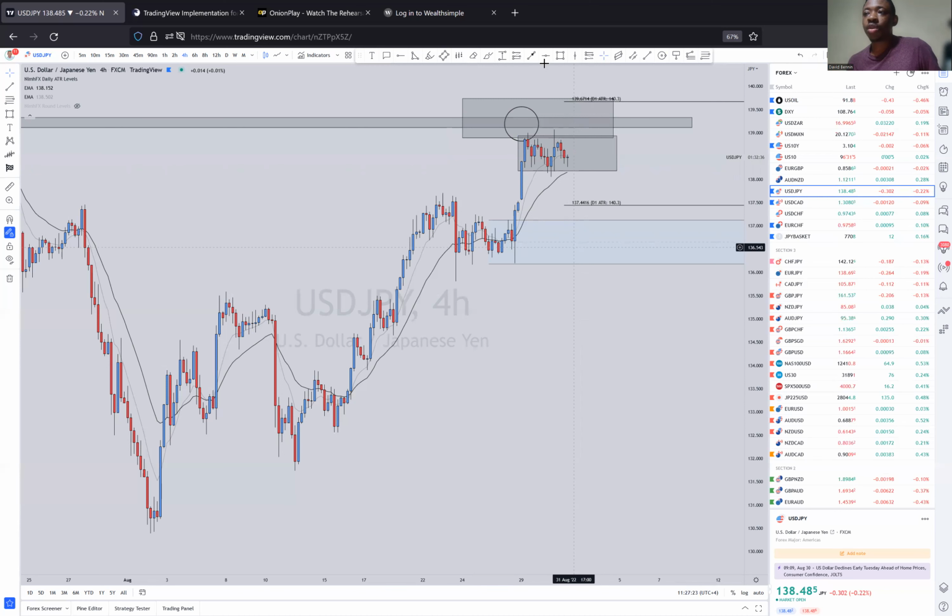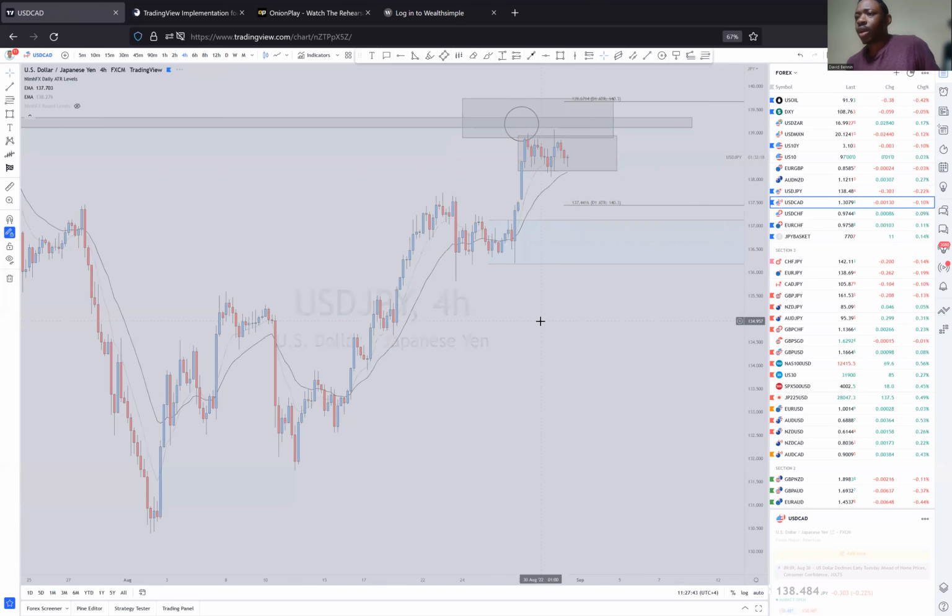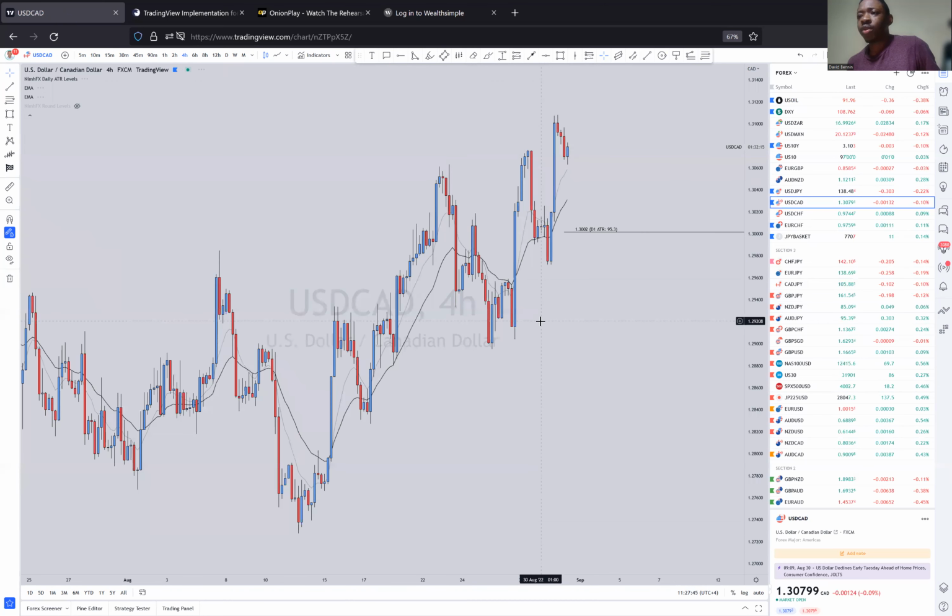So what you would want to keep an eye on is the low here. If we get a bearish close here, then we can sell to this level here before we see how price reacts from that level. But as I said, that is not something I'll be looking to trade personally. So I will pass on that. Let's look at USD CAD.